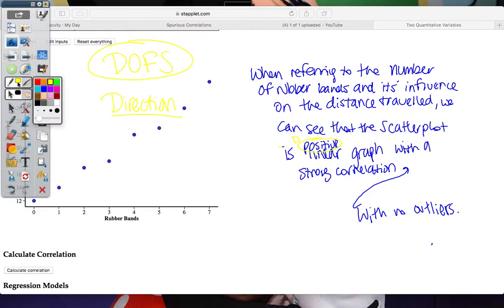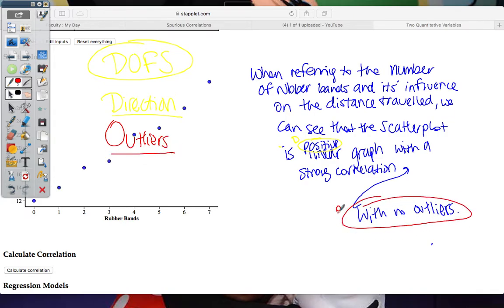Let me do a different color to make it look beautiful. What is the O? Outliers. Nicely done. So outliers is here, and we set it on this side, right? So this is the O. Good. F is. This one's tough. It's called form. Okay. What's the form here?